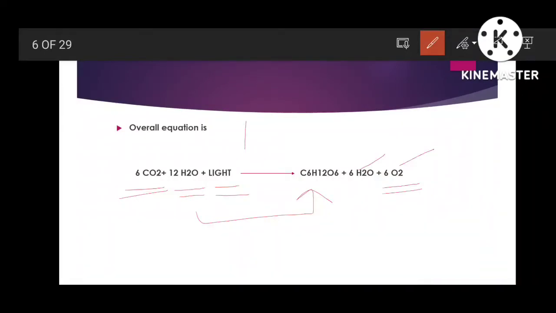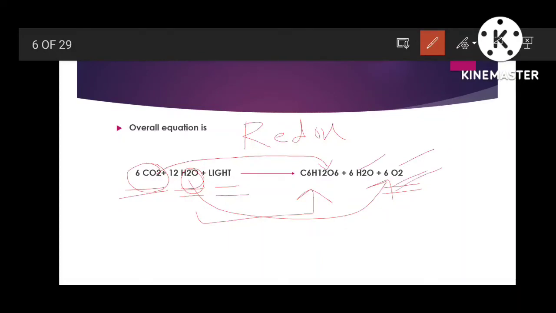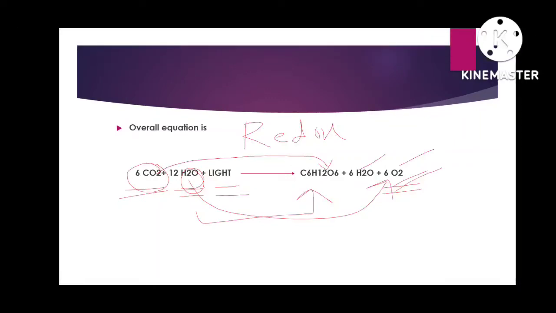Photosynthesis is basically a redox reaction, that is, reduction and oxidation occur in this process. As you can see, this carbon dioxide is converted into glucose. This is a reduction, right? Because there is addition of hydrogen or gain of electrons, so this is a reduction. And here water is losing its hydrogen, and loss of hydrogen or loss of electrons is called oxidation. This oxygen is coming from water, not from carbon dioxide, which we will be discussing in detail in next slides, right?